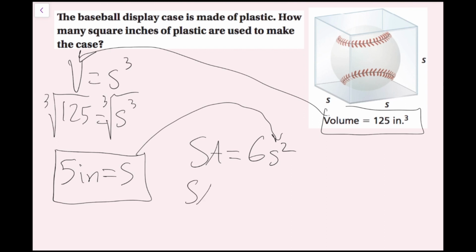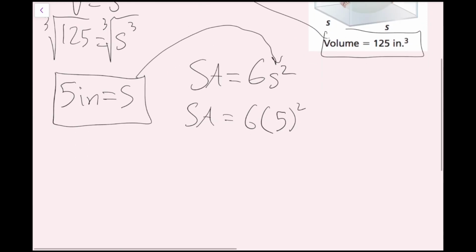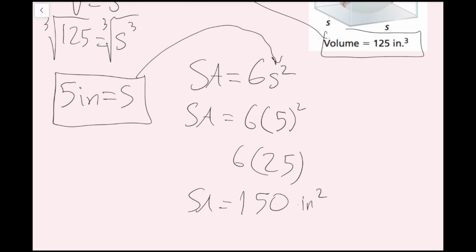So I get my surface area is equal to 6 times 5 squared. And I know 5 squared is 25. And then times 6, well, 6 times 25 is going to be 150. And because I'm dealing with area here, surface area in particular, my unit is going to be square inches. And that's because I squared my 5 inches. So my unit's going to be inches squared. And that is my surface area.